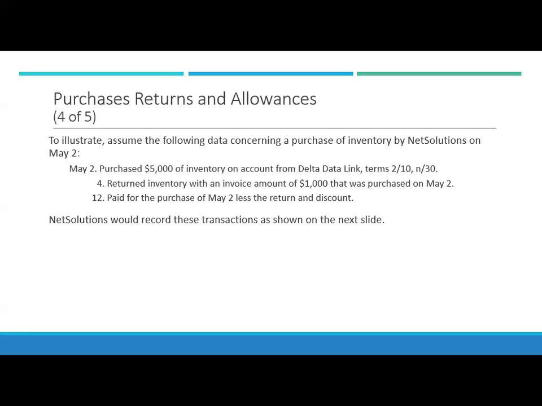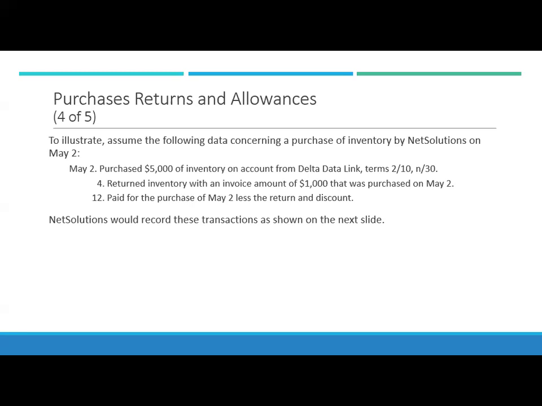So the first number is the discount amount at like 2%, then the amount of days to get the discount, and then net, and then the amount of days that the invoice is due. If the invoice was due within 90 days, it would be net 90.